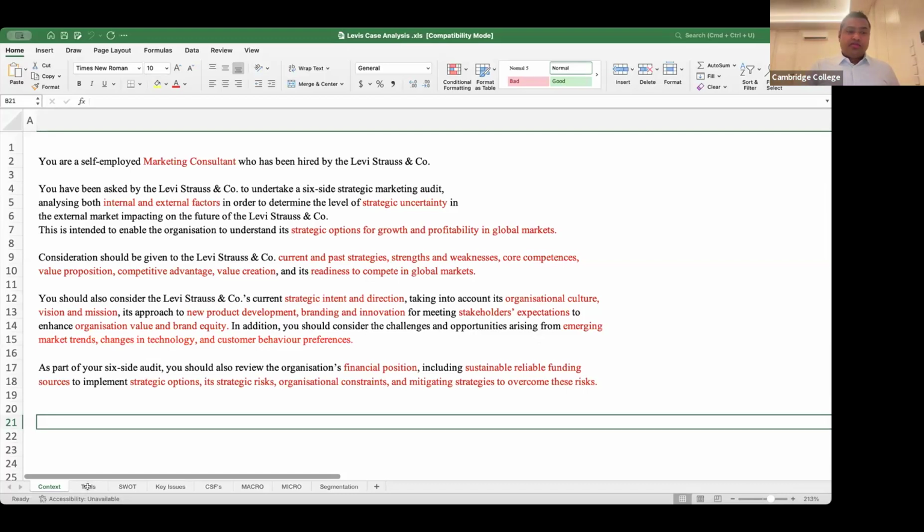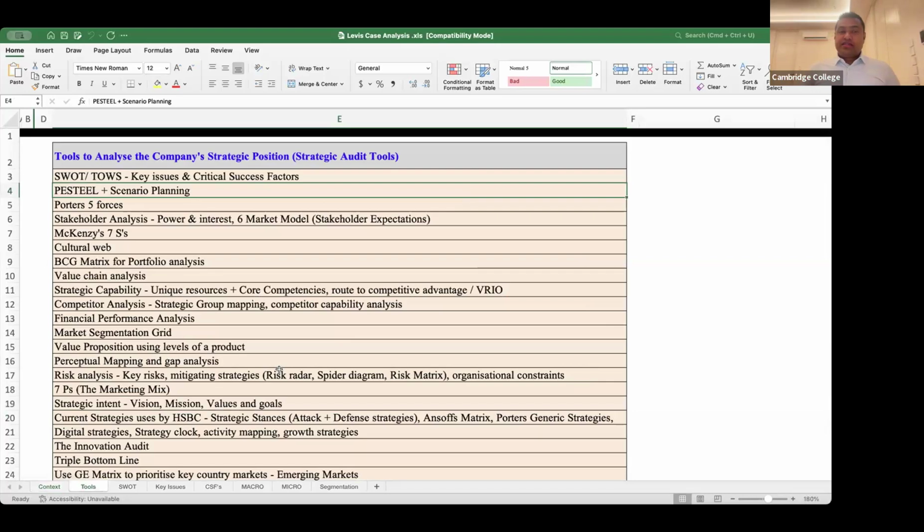Now, in terms of some of the tools that you will use in the 6-page strategic audit, I told you that at the end of each assignment, you'll find the 6-page strategic audit as an appendix. So here are some tools that you can use, and there is an exhaustive list. We've done some of these tools already. We've looked at the SWOT, PESTEL, and scenario planning. In fact, these areas we've looked at.